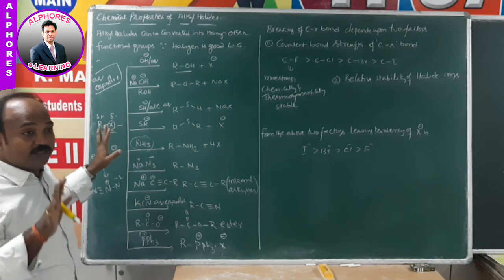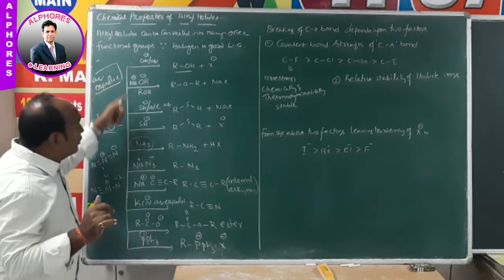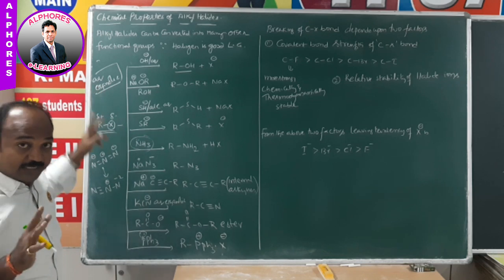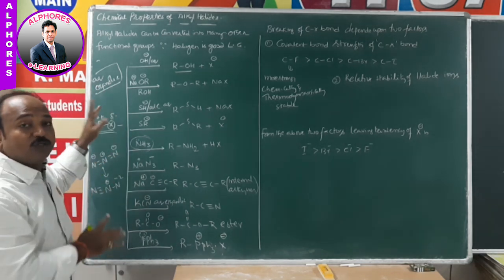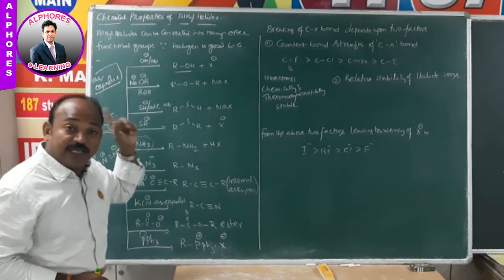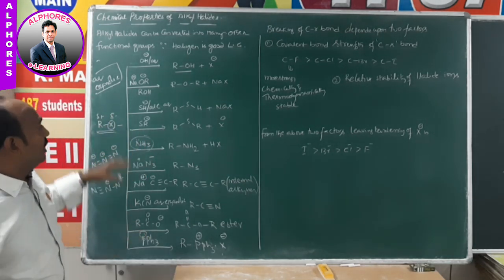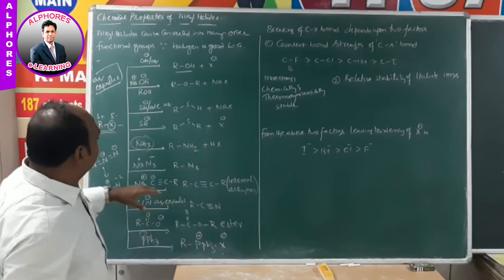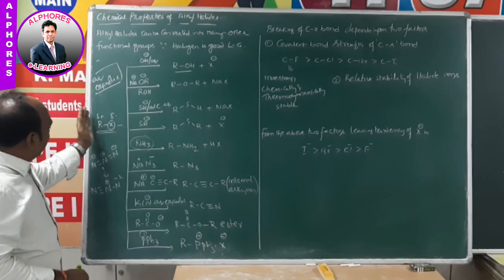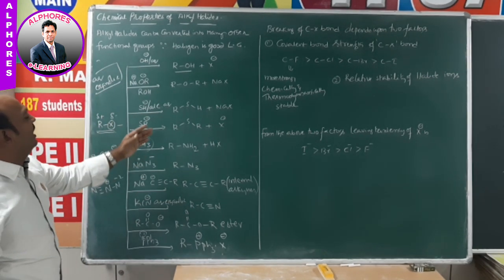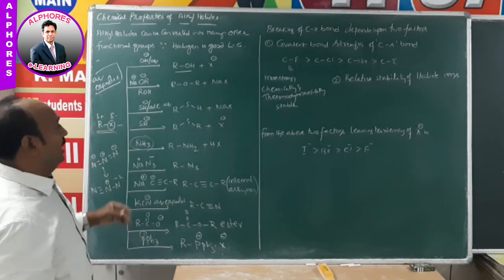So the one which is electron rich acts as a nucleophile. Nucleophiles are of two types: one is charged, another one is neutral. Now in all these cases, from alkyl halides, X minus is displaced by this nucleophile.